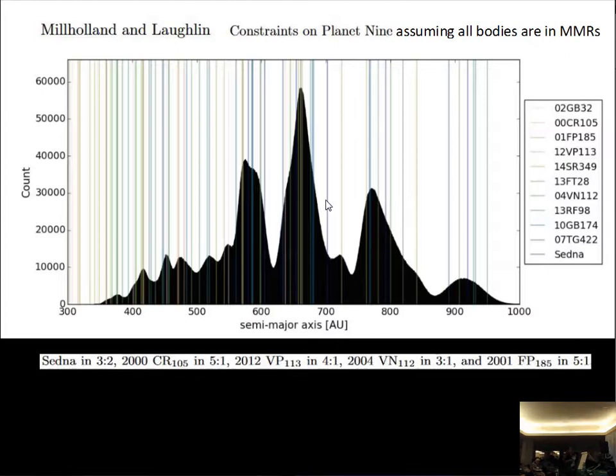In that case, for instance, Sedna would be in the 3-to-2 resonance with Planet 9, like the plots I showed before. 2000 CR105 would be in the 5-to-1, VP113 in 4-to-1, and so on and so forth. You can also compute what will be the phase of Planet 9 in order to have everybody in resonance, because of course you have to have the critical angle of the resonance close to the center. And they find bad news.